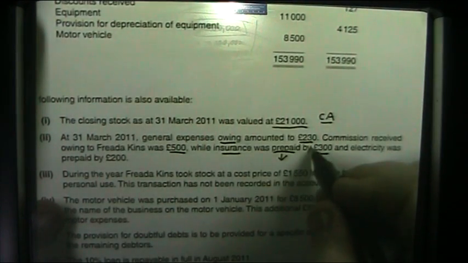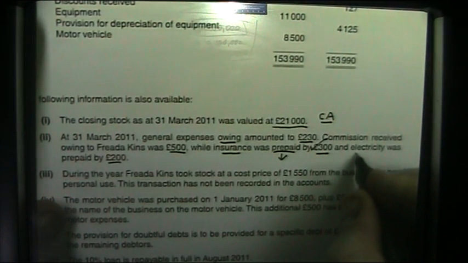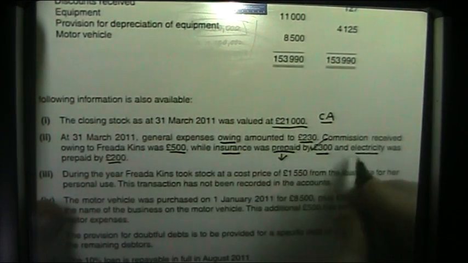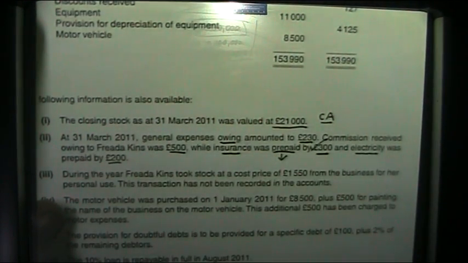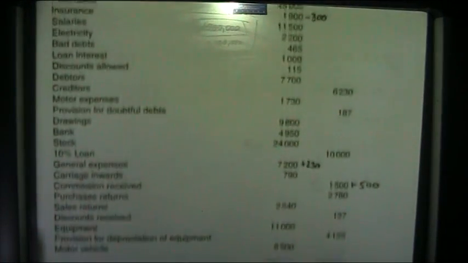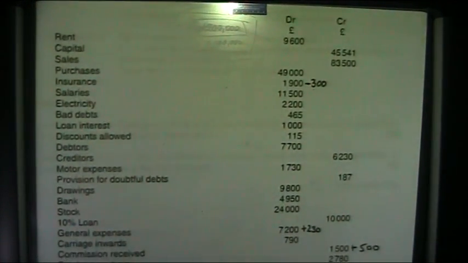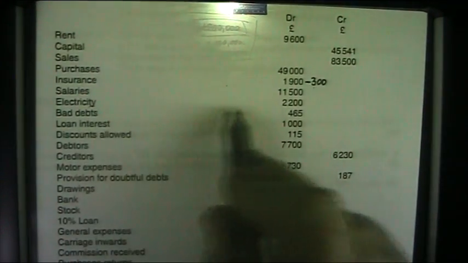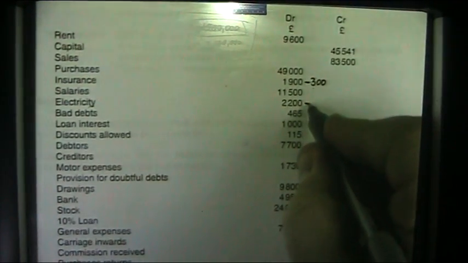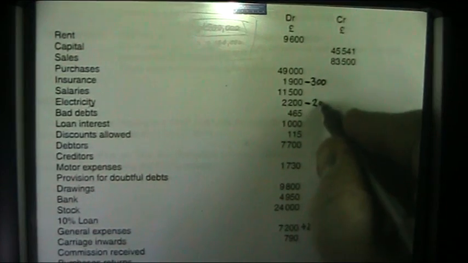If I scroll down to the bottom again, let's have a look. Any more adjustments? Insurance was prepaid, so I've done that one. Electricity was prepaid by 200. Remember, prepayment means down. So what do I have to do with my electricity? I need to take it down. So let's go up and find out where my electricity is. Electricity, scanning the list. There it is there. And I need to take it down. I'm going to take it down by £200.